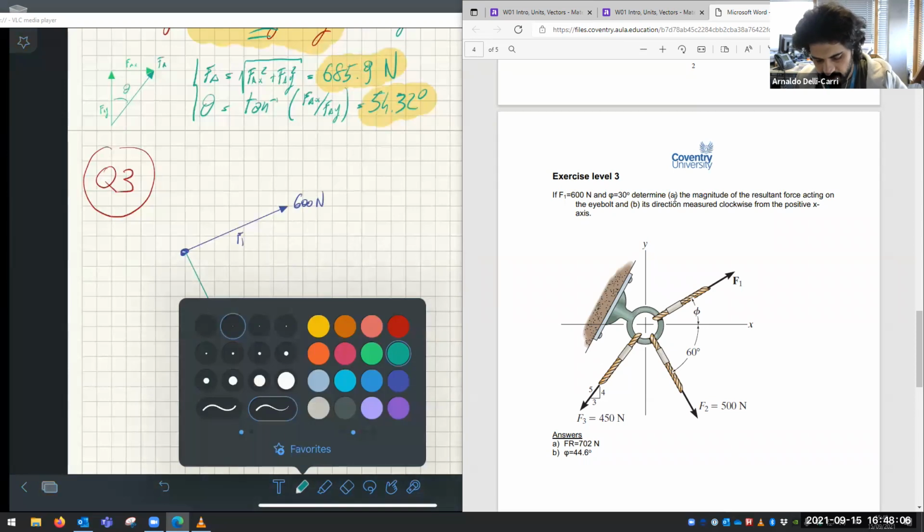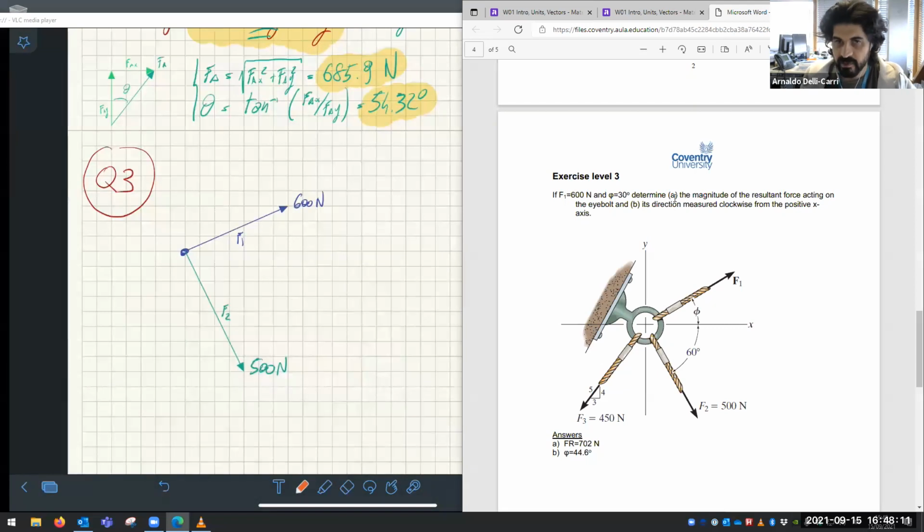And the last one, let's make it orange. That's 450 newtons. That is sitting on a 3, 4, 5 triangle. So this is the smallest of the three because it's only 450 newtons. And we know that it sits on a 3, 4, 5 triangle. Now, what does that mean? Remember what I told you about the 3, 4, 5 triangles, where this side is 5, this side is 4, this side is 3.